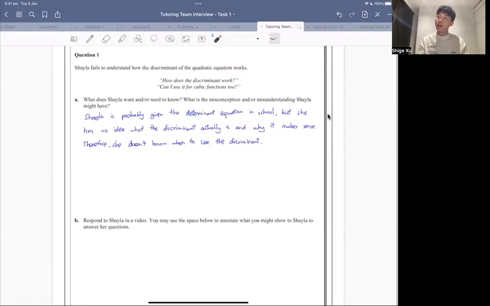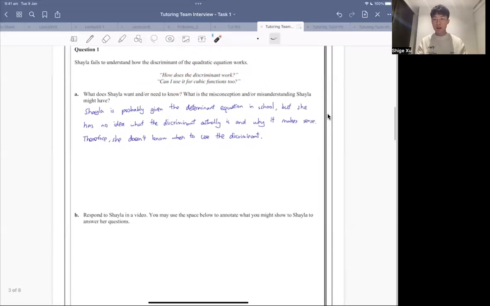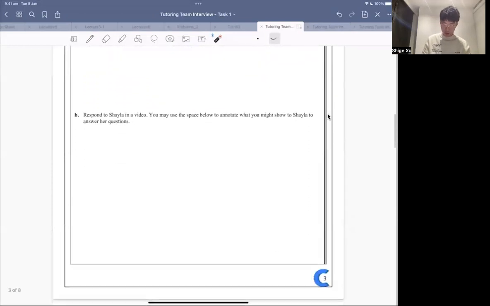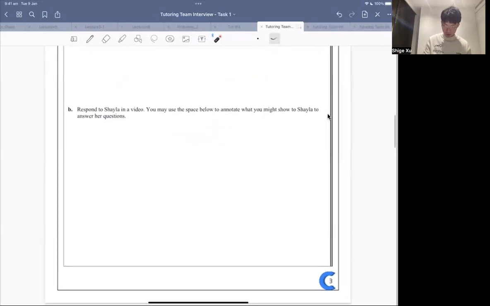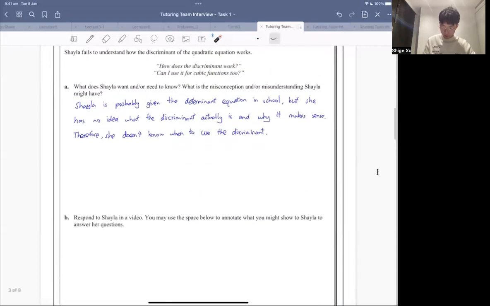Like, why is the discriminant positive, meaning 2 solutions? So she doesn't really know when to use the discriminant. That's why she proposed the question, can I use it for cubic functions too? It's a good question, but obviously that tells me that she doesn't know what a discriminant is. So to help solve this problem, I'm going to do this. My first answer to her question is yes.